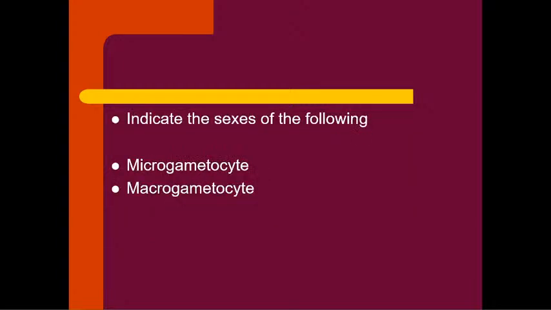Now, indicate the sexes of the following. In parasitology, sino ang mas maliit? Who's the smaller one? Differentiate these sexes. Sino dito ang male? Sino dito ang female? In parasitology, as a rule of thumb 95% of the time, the males are what? The larger one or the smaller ones? Smaller. Yes. So the microgametocytes. Mas maliit, micro nga eh. So for macro, it's the females.